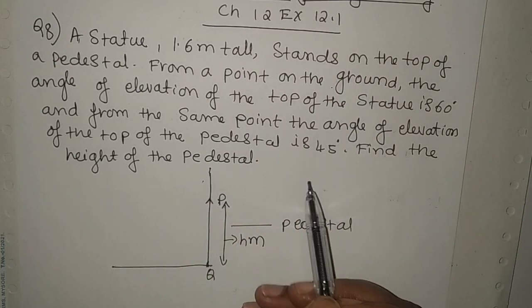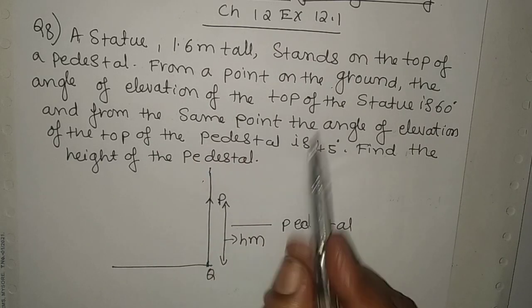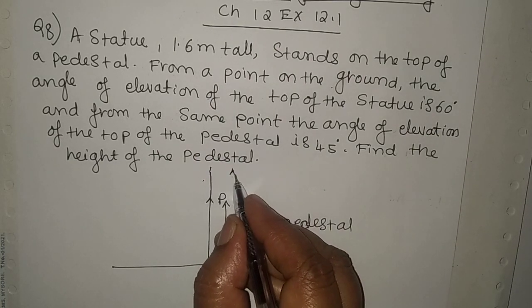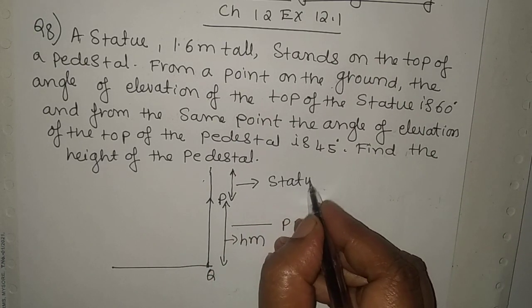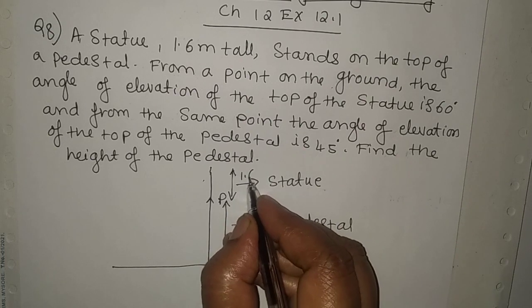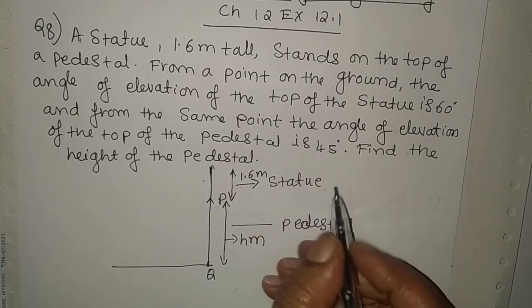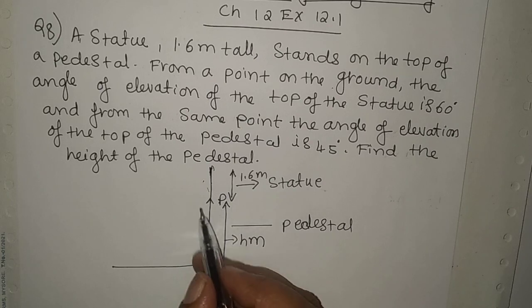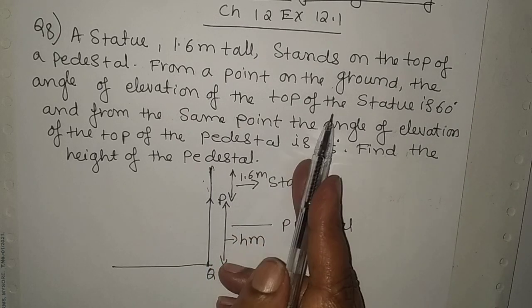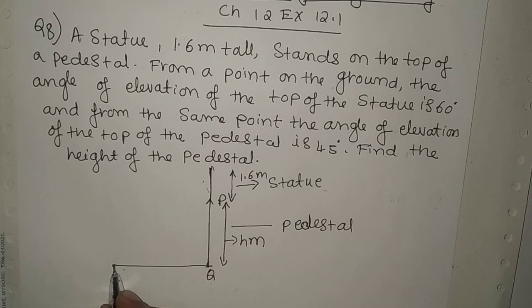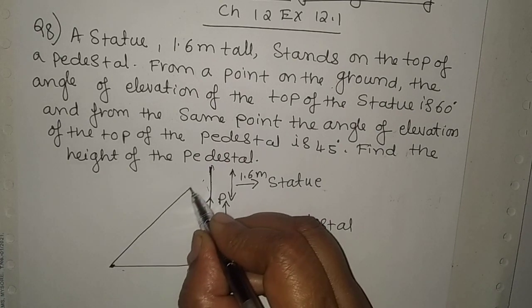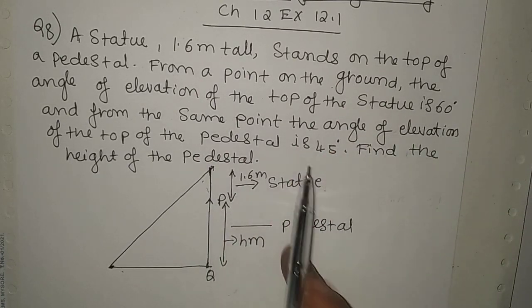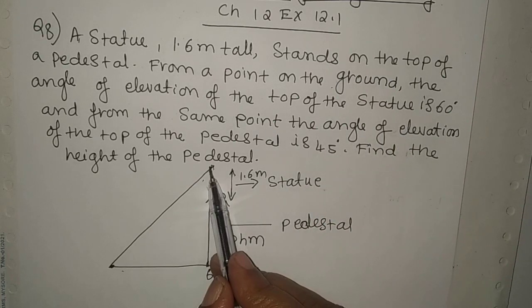1.6 stands on the statue. Now the statue is there, from here to here, the statue, with what is the distance? 1.6 meters. This is the statue from the point on the ground. The angle of elevation of the top of the statue from the ground will be how much? From 60 degrees. The angle of elevation of the top of the statue is 60 degrees.